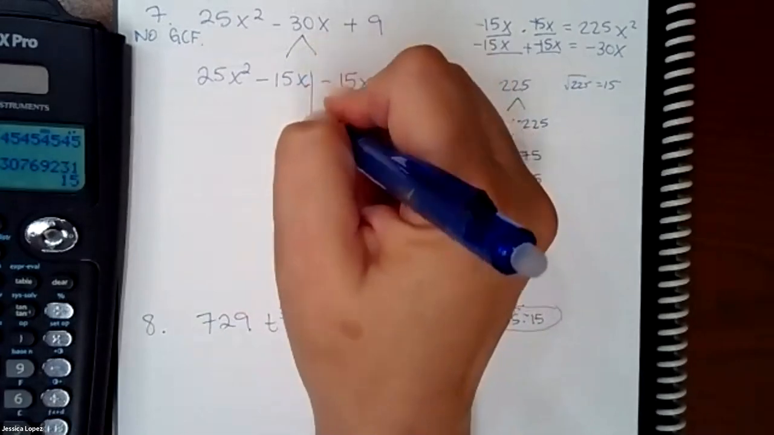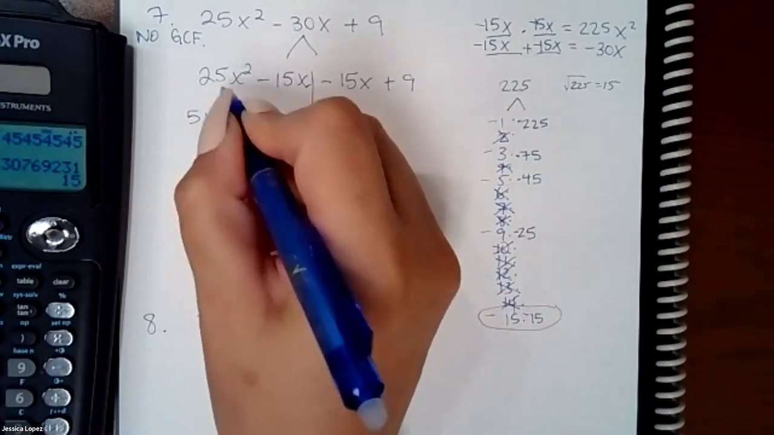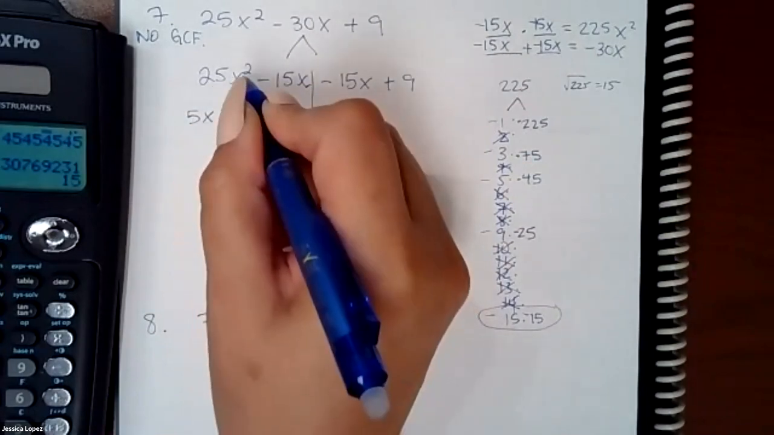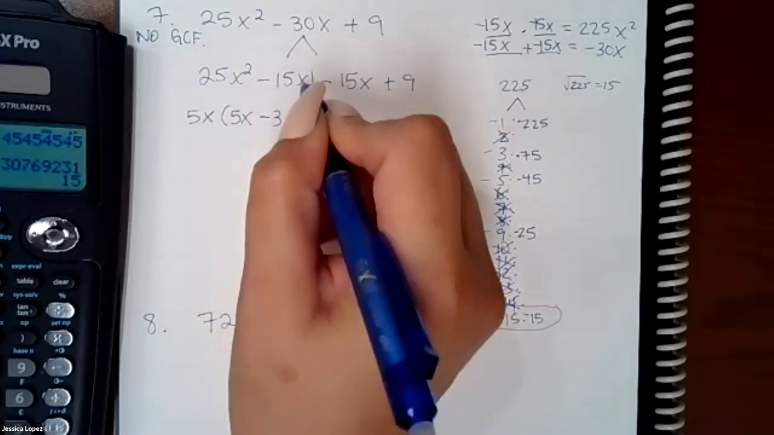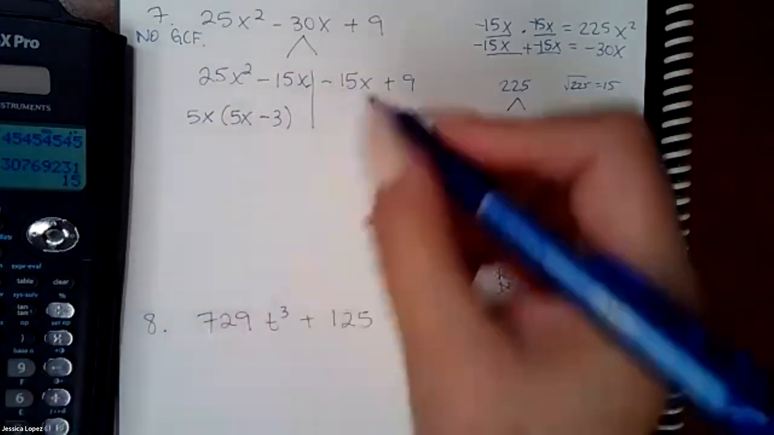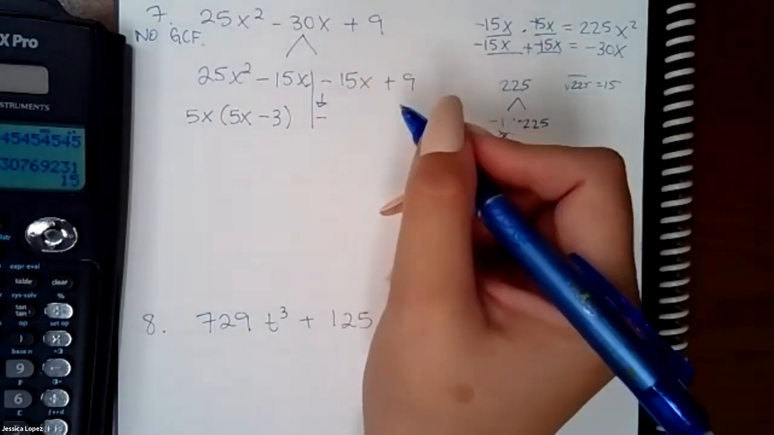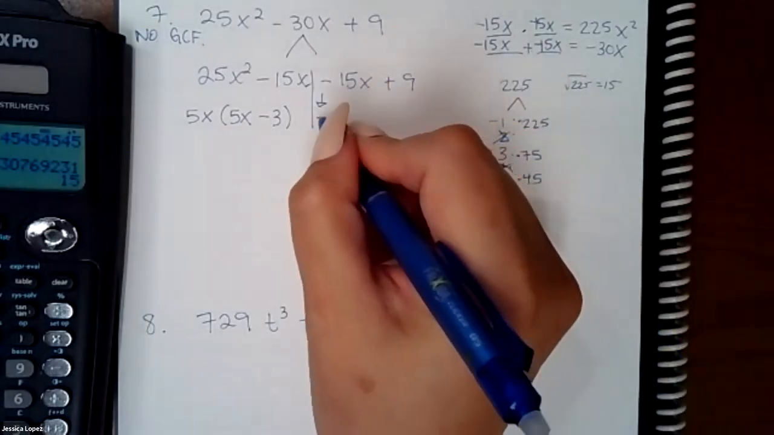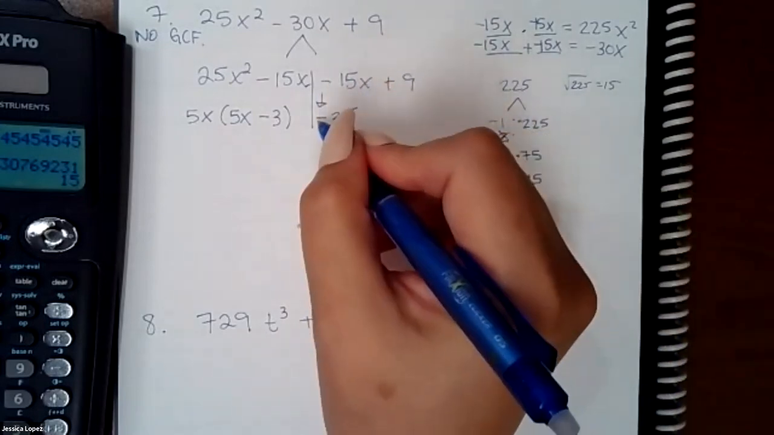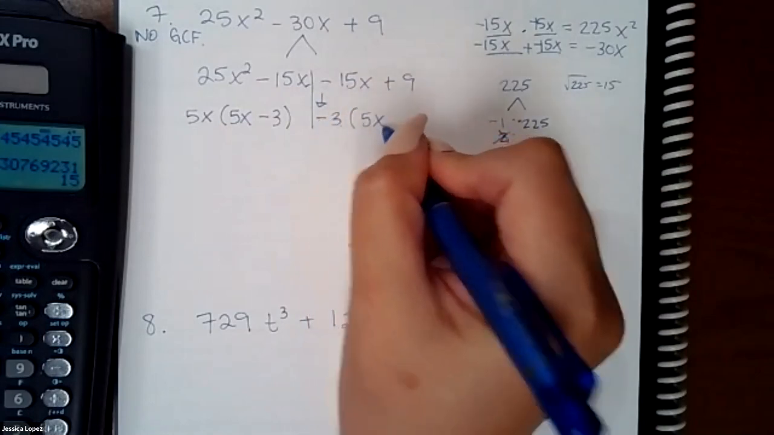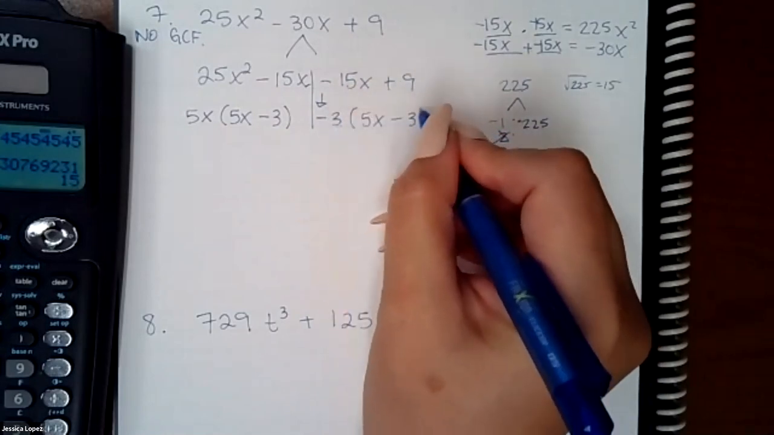So I'm gonna cut this in half. These can both be divided by 5, and they both have an x. So 25 divided by 5 is 5. X squared divided by x is x. 15 divided by 5 is 3, and the x is going to come out. This guy has to come down. These guys can both be actually divided by 3, but it's a negative 3 outside this parentheses. So it's negative 15x divided by negative 3, which is a positive 5x. And then positive 9 divided by negative 3, which is a negative 3.